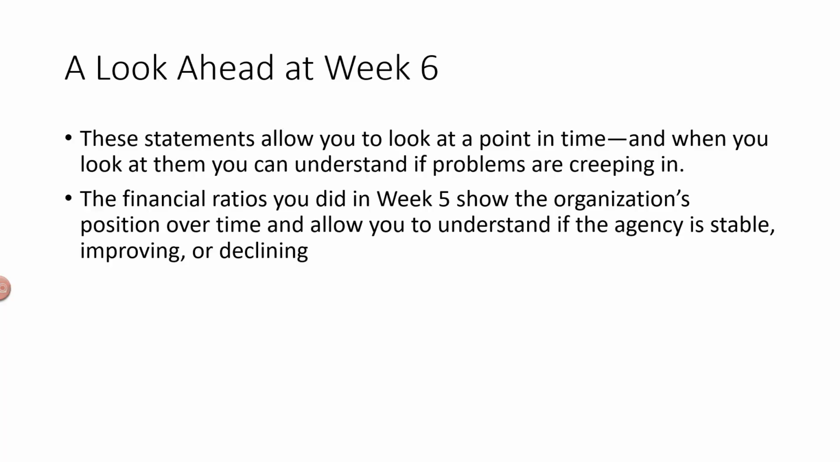The financial ratios that you did in week 5 show the organization's position over time and allow you to understand if the agency's finances are stable, improving, or even declining. So that's how these two things fit together. You got the ratios to kind of give you the big picture over time, and you have the financial statements that we're looking at this week to show you at this point in time, at the end of the quarter, at the end of the year. Okay, and obviously those statements that are a point in time during each year end up for the annual figures, which are what are reported in the 990s. Now, obviously, you can look at the financial ratios anytime during the year. You don't have to wait till the end of the year, but it's a convenient time for our course to teach you how to do it.